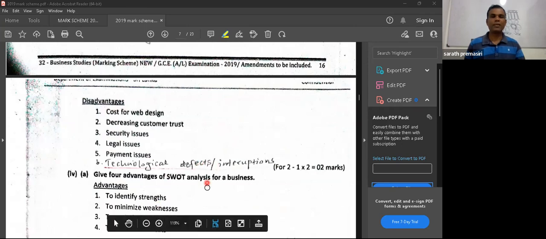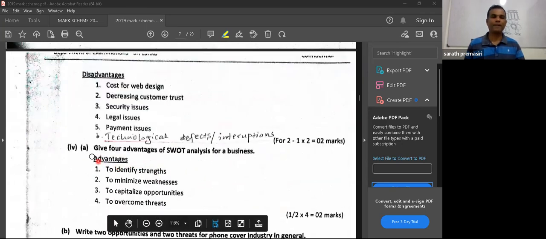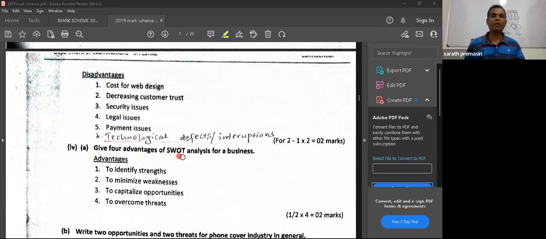Yes. Next question. Give 4 advantages of SWOT analysis for a business. SWOT analysis. SWOT means S means strengths, W means weaknesses, O means opportunities, T means threats. These are what we call SWOT analysis.